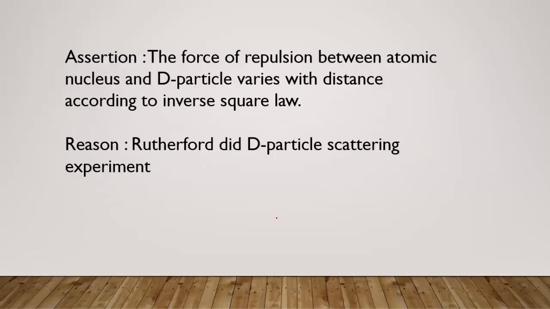Now we will see the first question. Assertion: The force of repulsion between atomic nucleus and alpha particle varies with the distance according to inverse square law. Yes, the assertion is correct. The force of repulsion between atomic nucleus and alpha particle varies with distance according to inverse square law. That's why it explains Newton's law and Coulomb's law.